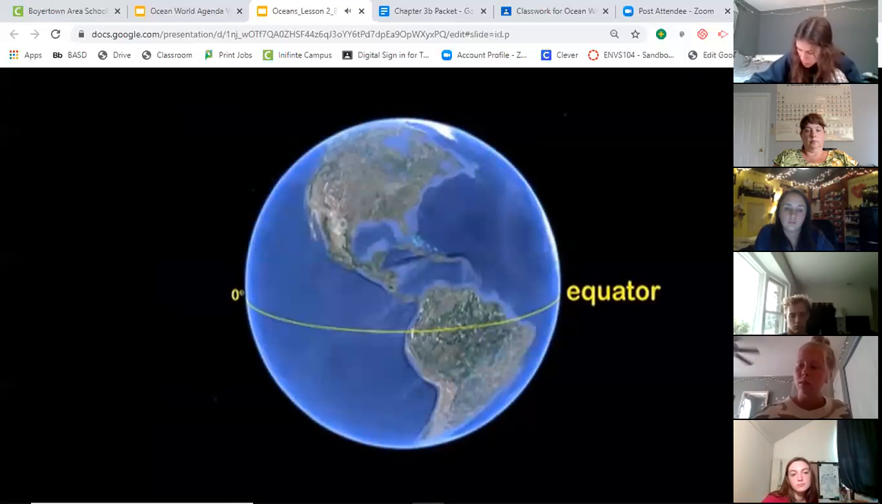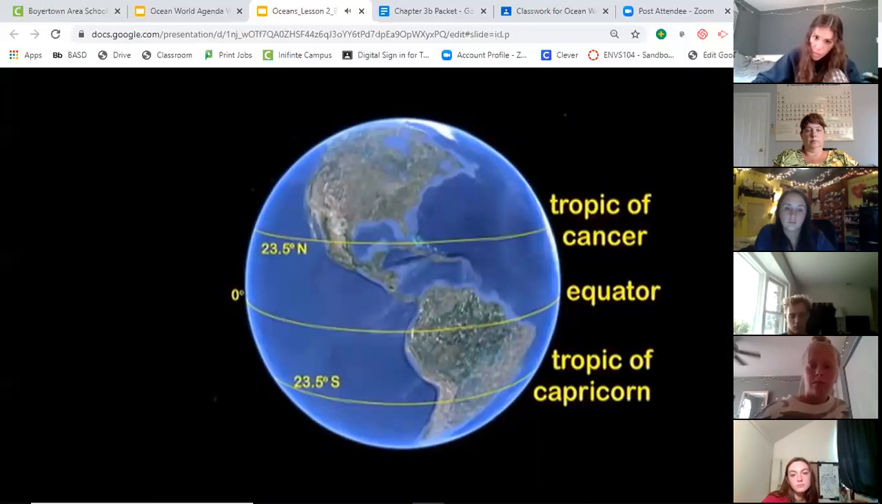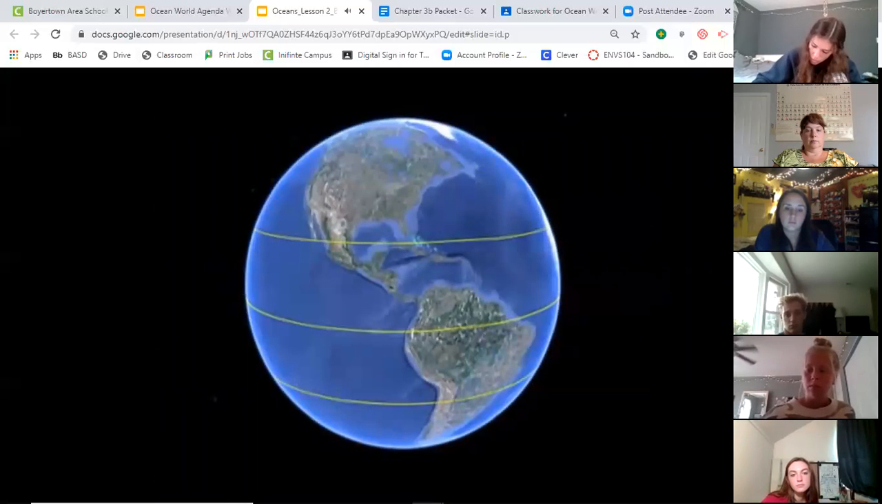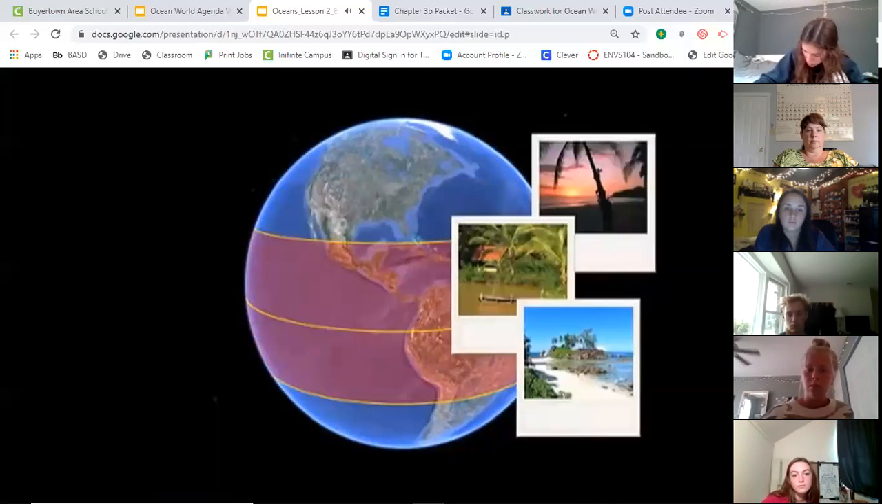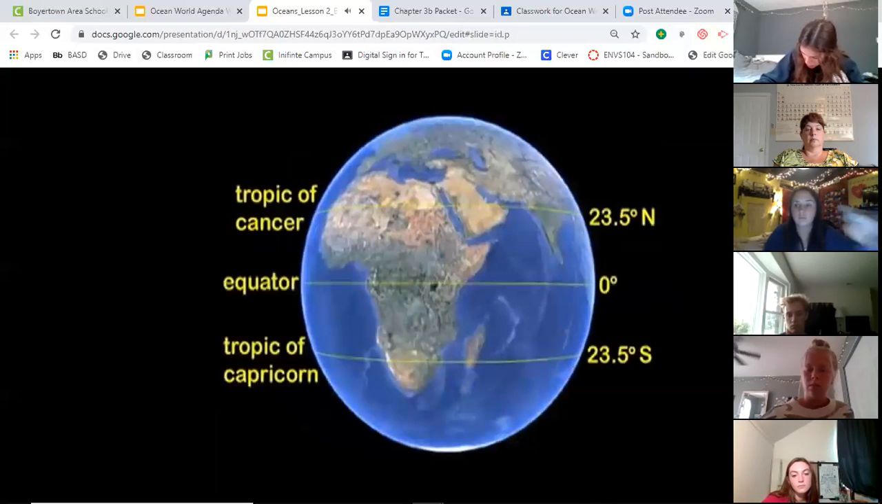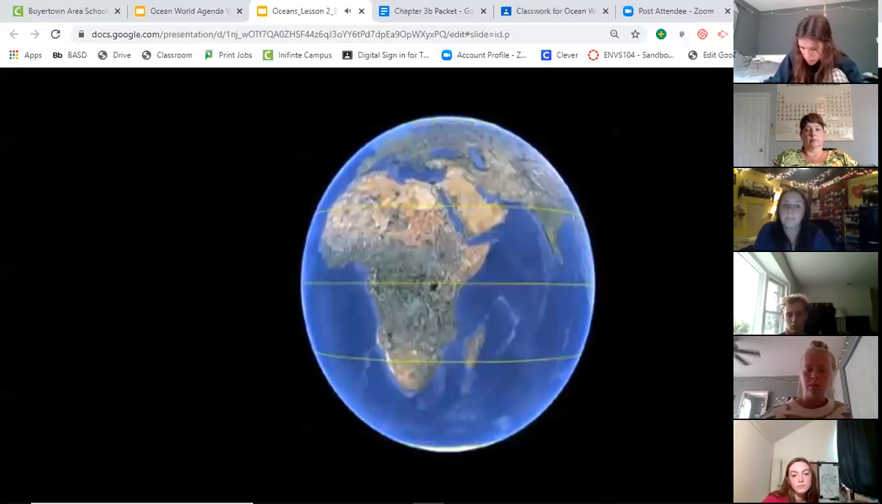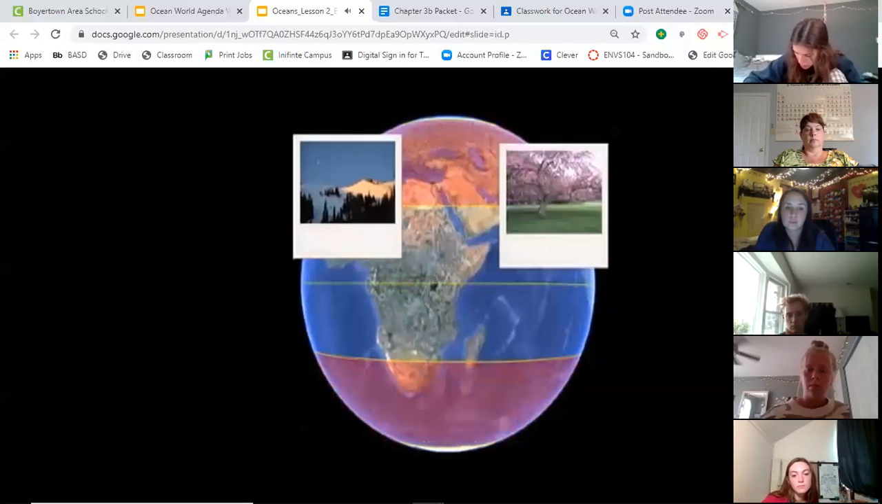There are several other unique lines of latitude. The Tropic of Cancer lies at 23.5 degrees north, and the Tropic of Capricorn lies at 23.5 degrees south. The part of the Earth that lies between these lines is called the tropics. It's known for its hot temperatures, heavy rainfall, and dense jungle. The Arctic Circle lies at 66.5 degrees north, and the Antarctic Circle lies at 66.5 degrees south. The area of the Earth between these parallels and the tropics is characterized by 4 distinct seasons.